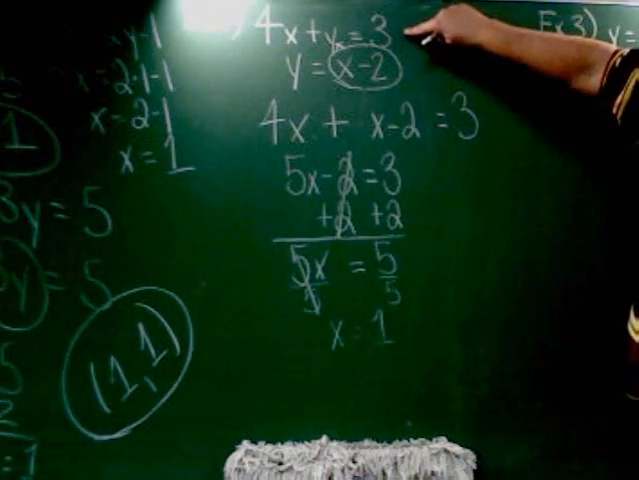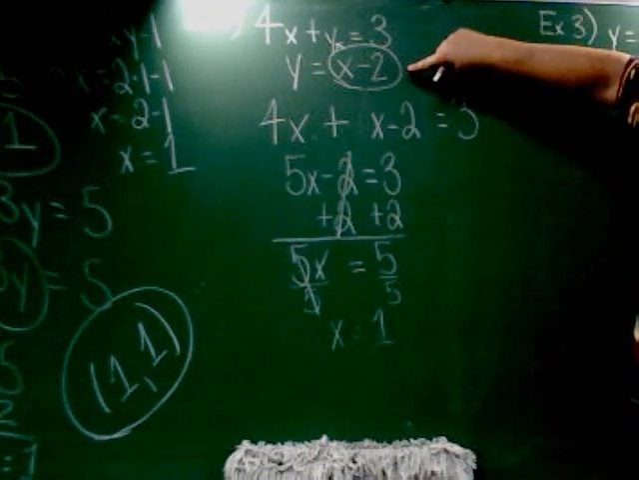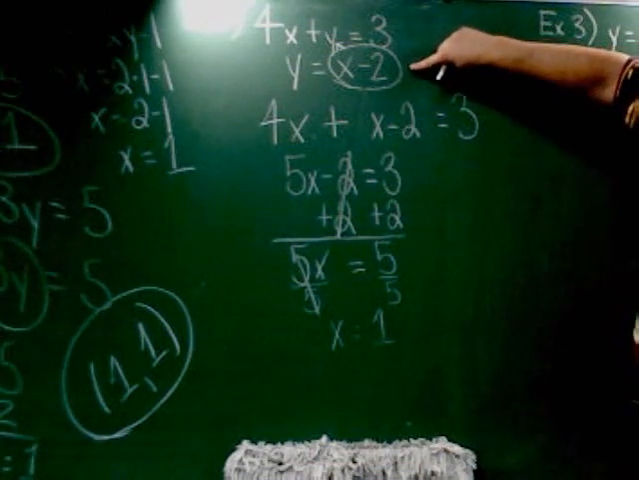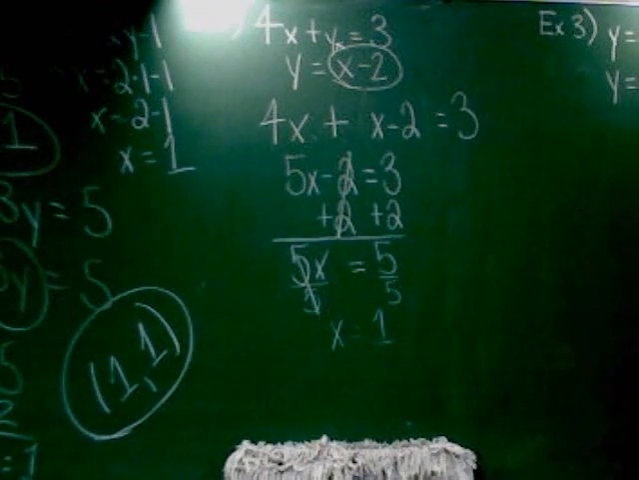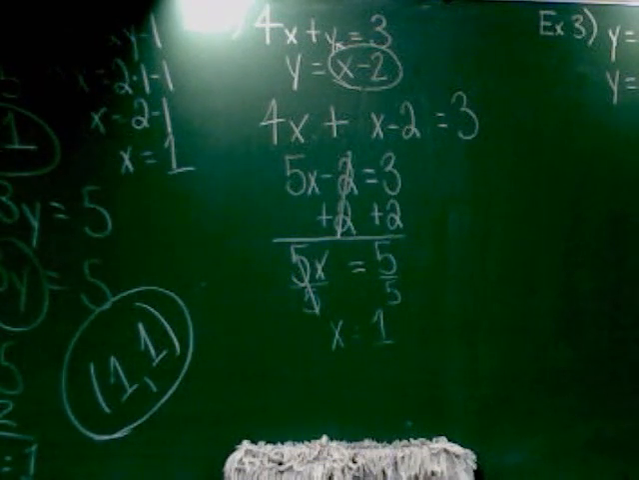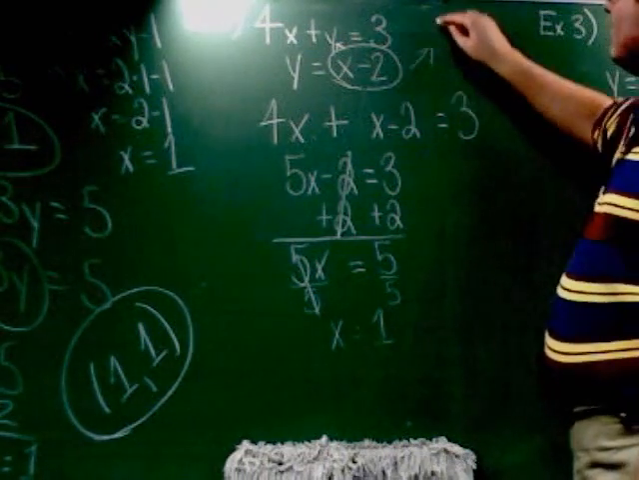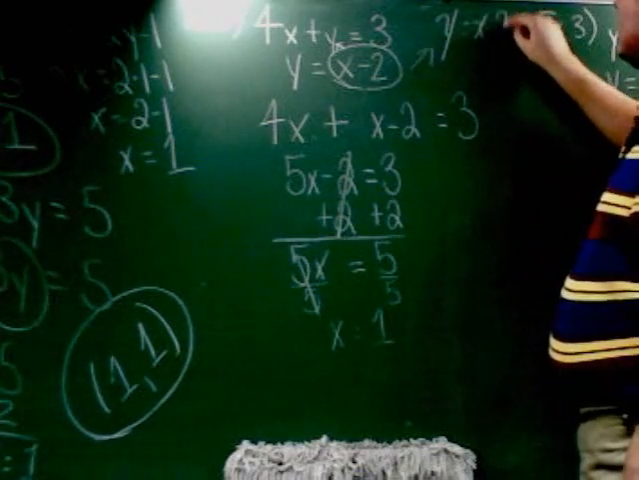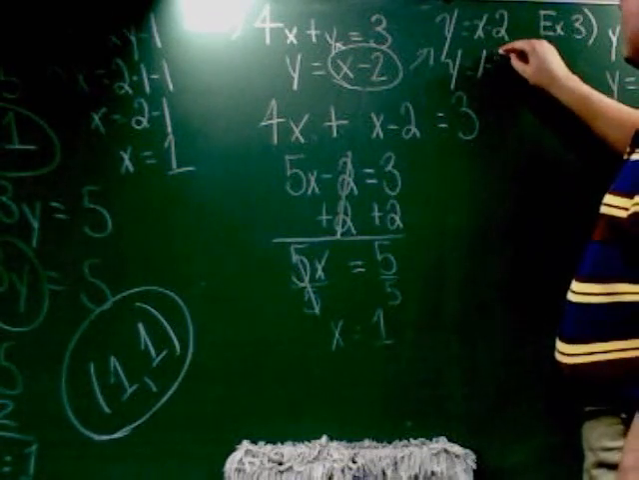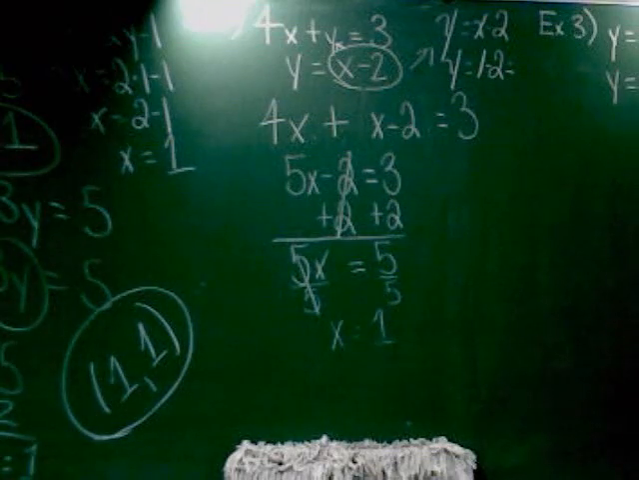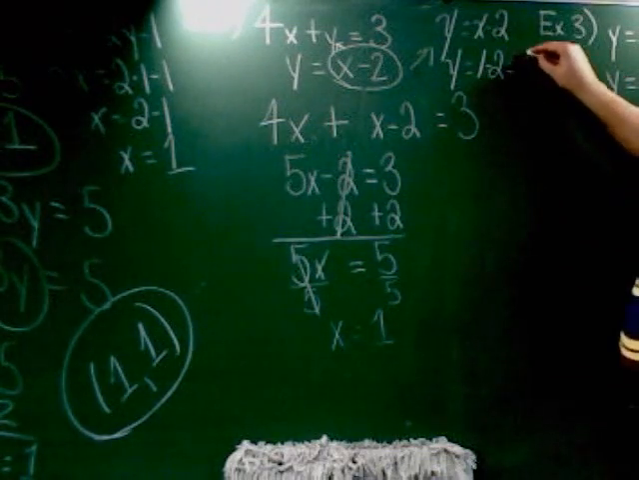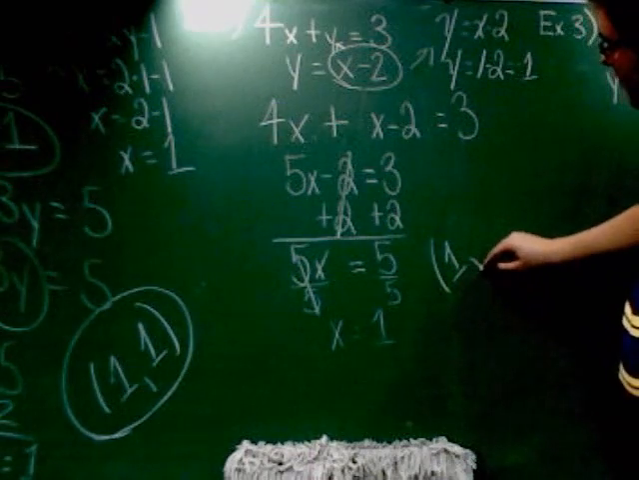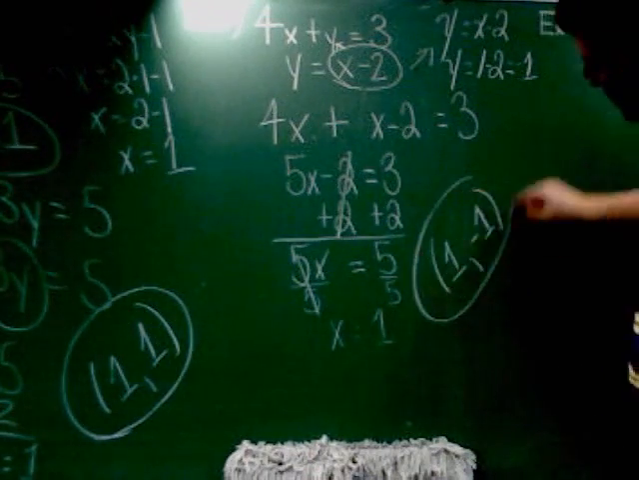So you can choose to work with this one, or you can work with this one. Which equation do you want to work with? Again, both of them will get you the right answer. Alicia, which one do you want to work with? The top one or the bottom one? Bottom. Good choice. All right. So I'm going to change x into 1. So y equals 1 minus 2, which is negative 1. So the answer here is 1, negative 1.